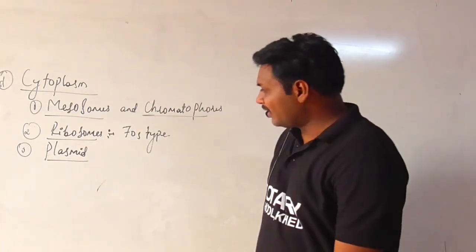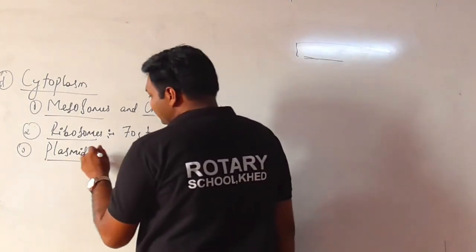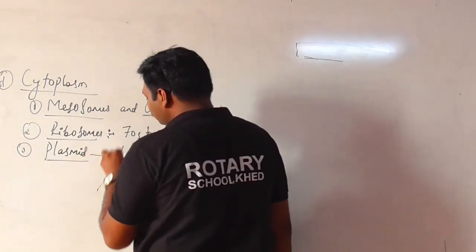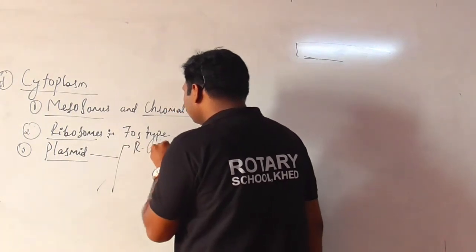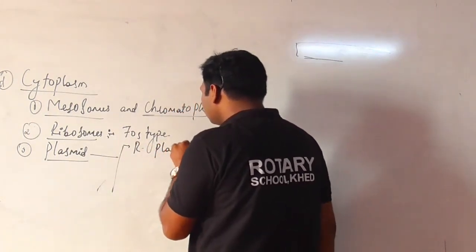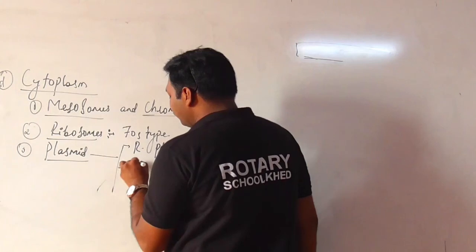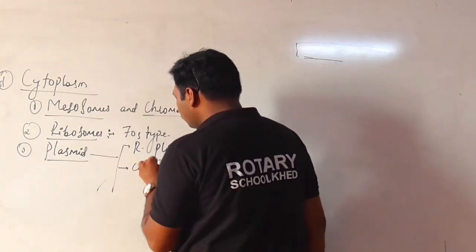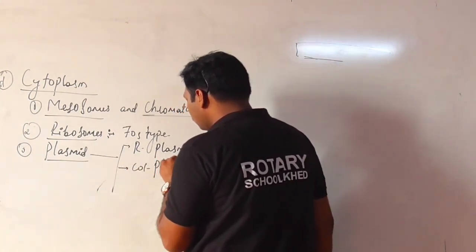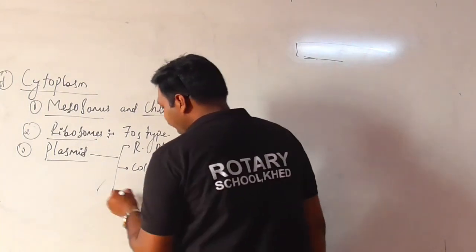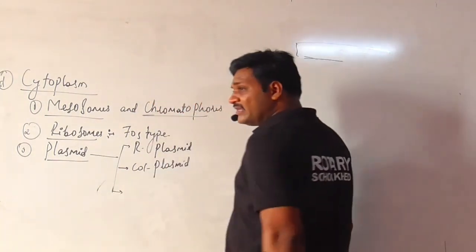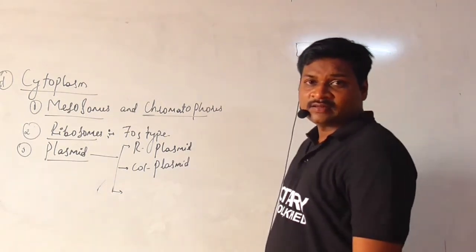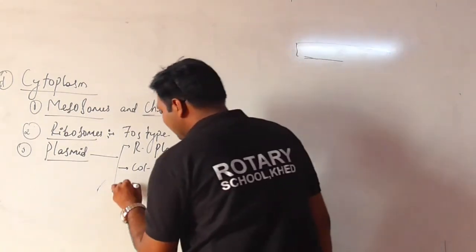Now, plasmids are of three different types. R plasmid is there, Gall plasmid is there, and F plasmid.